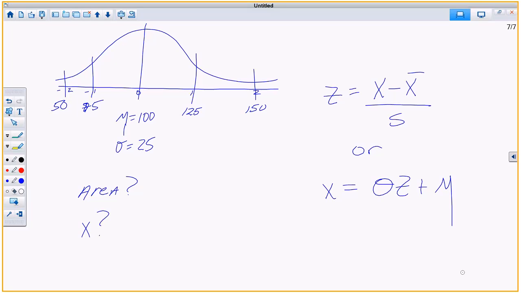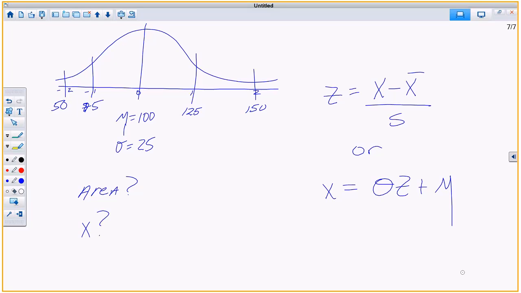Now the reason I don't use, and I told you this before, the reason I don't use X is equal to sz plus X bar is because that's hard to remember. Okay? sz plus X bar, that's hard to remember. It's easier to remember σz plus mu. So that's why I use σz plus mu.